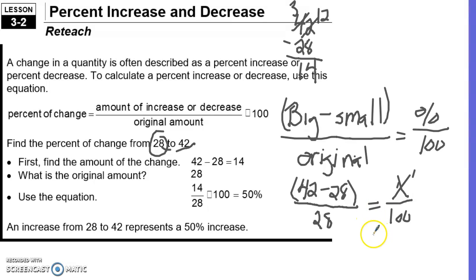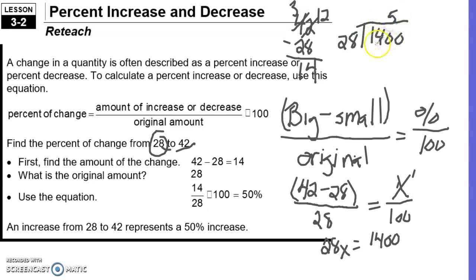14 times 100 is 14 with 2 zeros. Now I have to divide by 28. So when I divide 1400 by 28, I'm going to go in there 5 times. 5 times 8 is 40. 5 times 2 is 10 plus 4 is 14. And 28 cannot go into 0. So we get 50%.